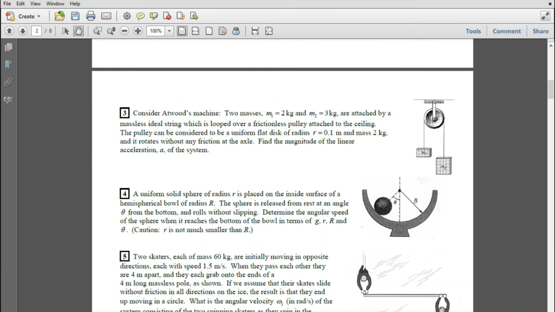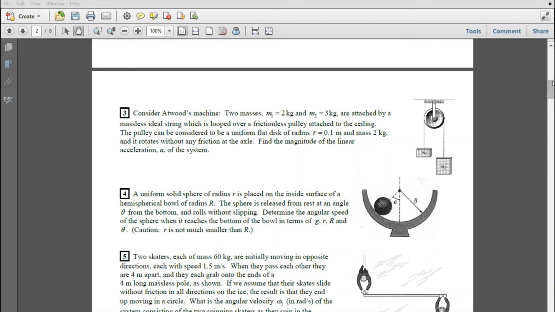Problem 4. A uniform solid sphere of radius r is placed on the inside of a hemispherical bowl of radius R. The sphere is released from rest. You know, this is actually a really complicated problem, I will say, or at least it's confusing to set up. In this case, we're supposed to determine the angular speed of the sphere when it reaches the bottom of the bowl. So we release it from rest at some angle theta relative to the bottom of the bowl, and the question is, how fast is it rotating about its center as it zooms past the bottom of the bowl?